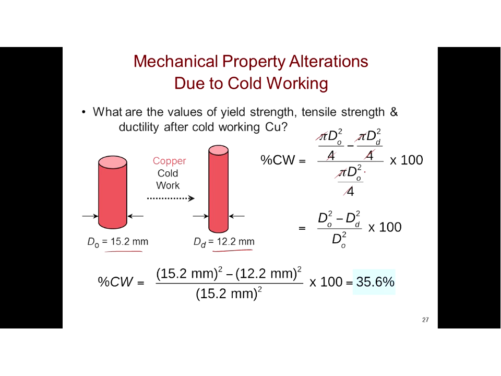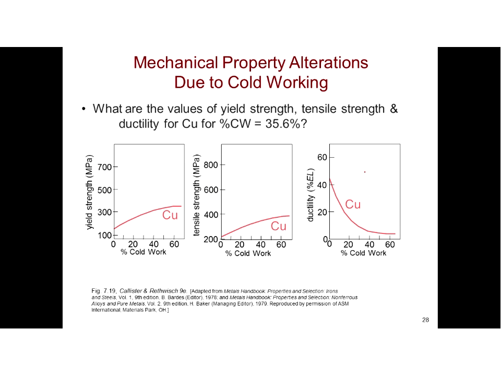So how do we find out what the yield strength, tensile strength, and ductility are after cold working copper? Luckily, it's been tabulated already, and you can use some graphs to find out. So these are three graphs of the yield strength in megapascals, tensile strength in megapascals, and ductility in percent elongation, all versus cold work, respectively. Okay, so if we had 35% cold work, or 35.6% cold work, you trace that on the graph, and we see that the yield strength of this copper is now 300 megapascals. At 35.6% cold work, we're finding the tensile strength is now 340 megapascals.